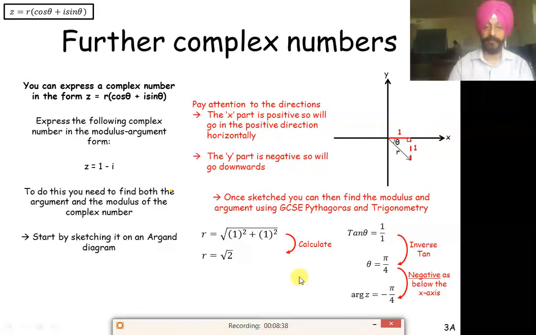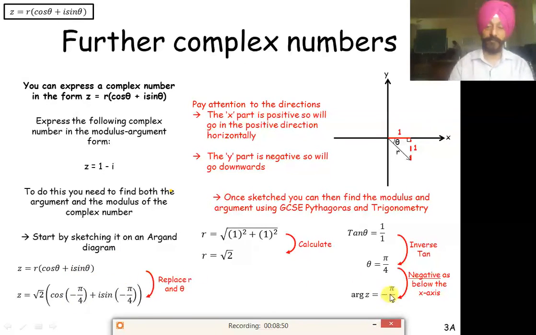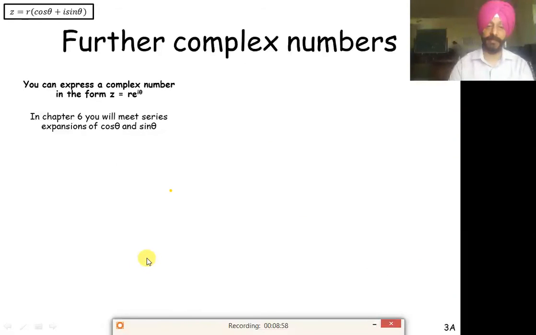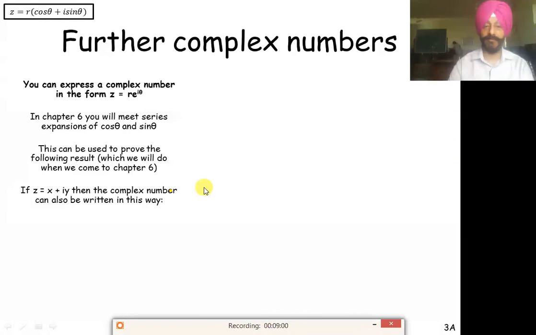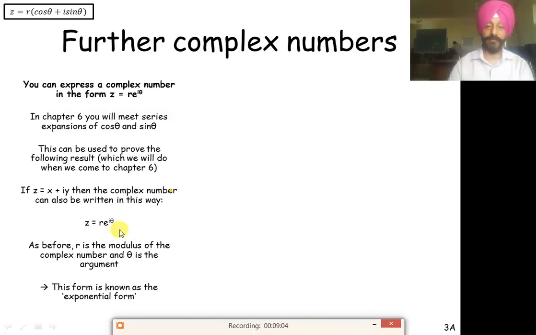After substituting all these values, z = r(cos θ + i sin θ), where r is root 2 and θ is -π/4. So I got z = root 2 (cos(-π/4) + i sin(-π/4)), and this is the answer. Now come to the next.